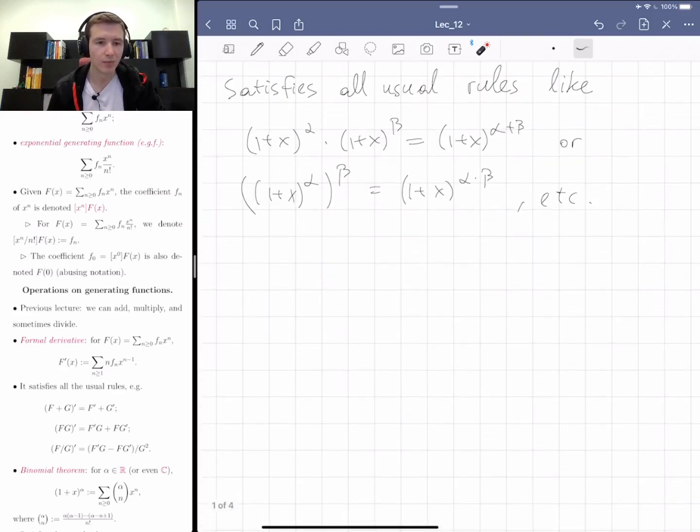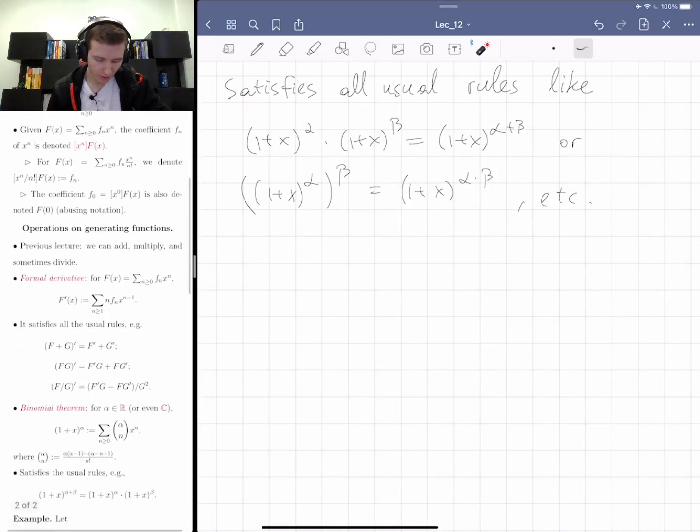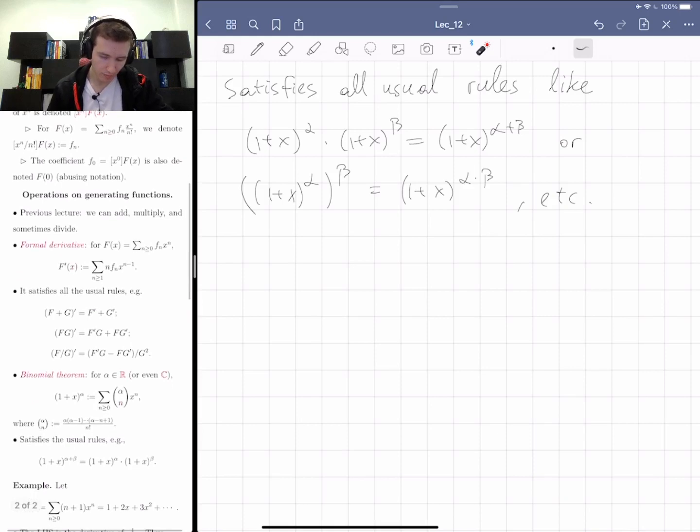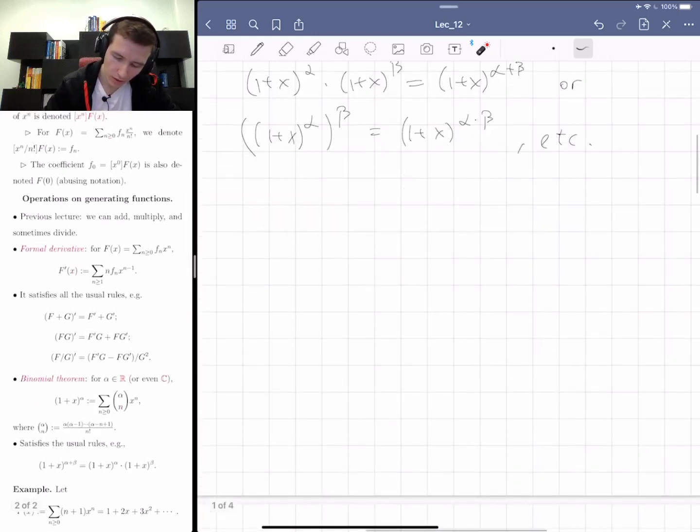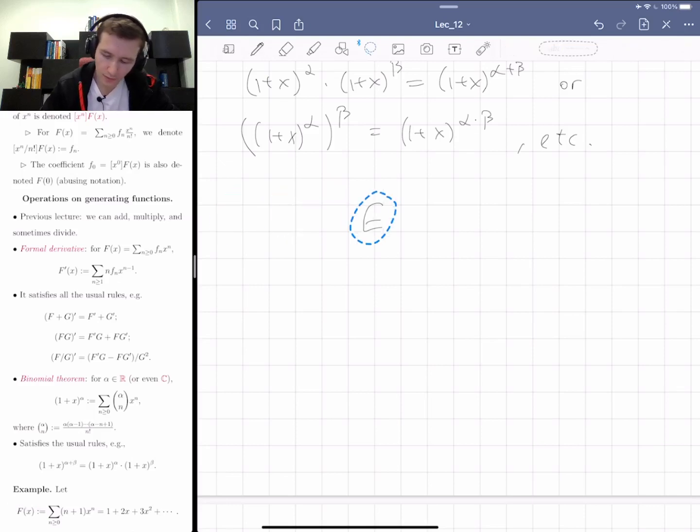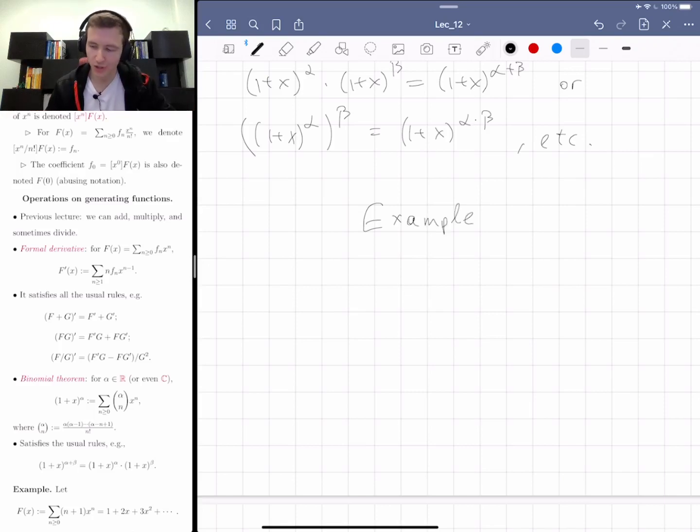So now let me try to compute some nice examples. Here is the first example. For generating functions you have to just do a lot of exercises, and that's where you get all the experience and really feel what the exponential generating function is for and what the ordinary one is for.